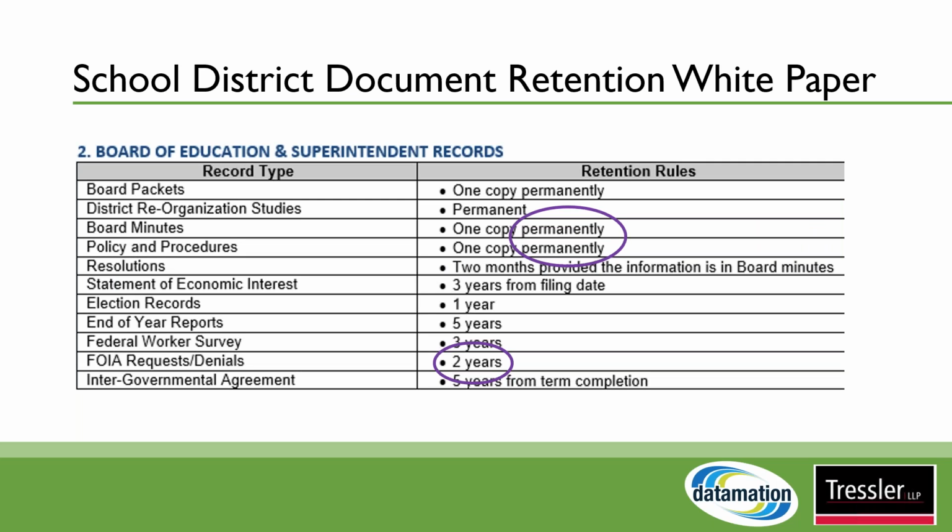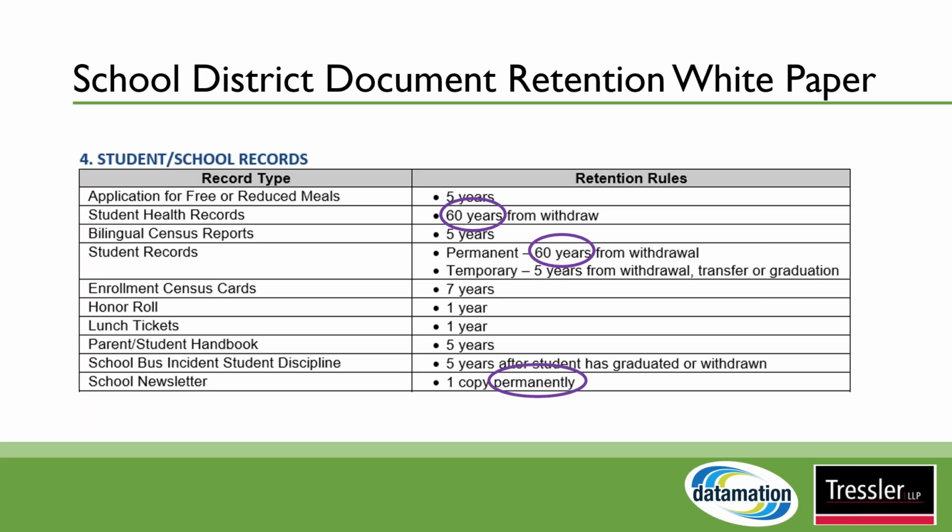All right, from the white paper, this is a snippet of records that come under the guise of the superintendent. And the superintendent is responsible obviously for board minutes, policies and procedures, as well as a lot of other administrative type documents. But you see there's stuff in there that you have to keep permanently. And FOIA requests, you see you only have to keep 2 years. What's interesting about this is I think back in like 2013 and before, you had to keep a file of FOIA requests for over 5 years. You can see that they're getting a little more liberal with some of the retention requirements.